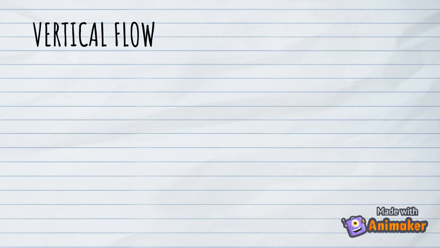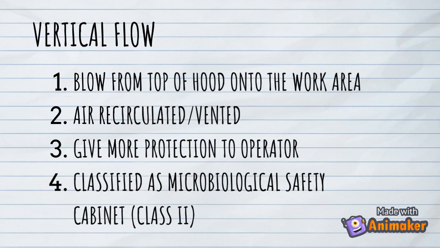For vertical flow, the air blows down from the top of the hood onto the work surface. The air is either recirculated or vented. Vertical flow hoods give more protection to the operator. It is classified as a microbiological safety cabinet Class 2. A Class 2 vertical flow microbiological safety cabinet should be used if potentially hazardous material such as human or primate-derived cultures, virally infected cultures, and others is being handled.